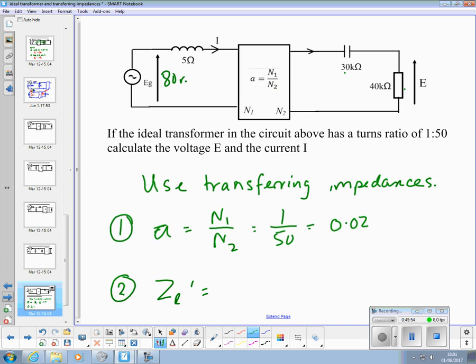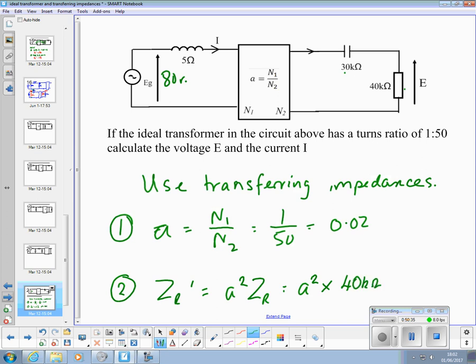What do we need to consider now? Now we've got capacitors involved. Need to consider the angle. What do you think about what we're going to be doing here? All right, what's the angle associated with a resistor? 0. So this is going to be I squared times ZR. That's I squared times 40 kiloohms.